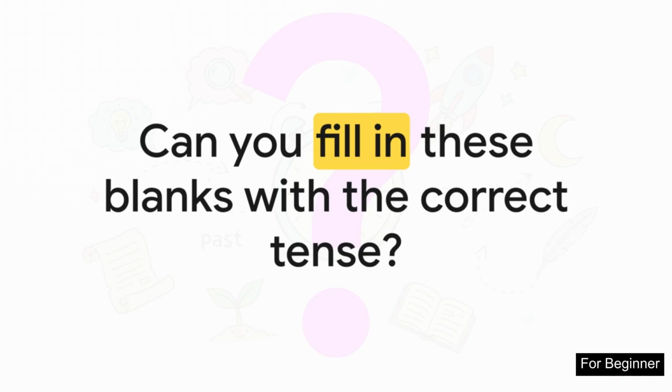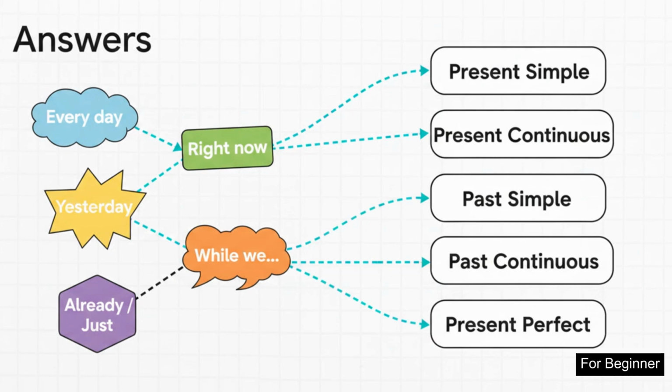Okay, it's your turn. I want you to actively participate here. Go ahead and pause the explainer right now, grab a pen and try to fill in these 5 blanks. Look closely at the time clues in each sentence. They're practically giving you the answer. Let's see how you did.